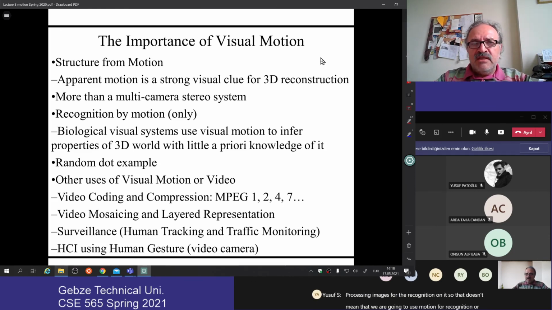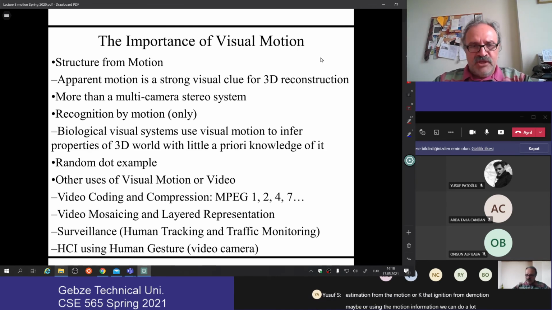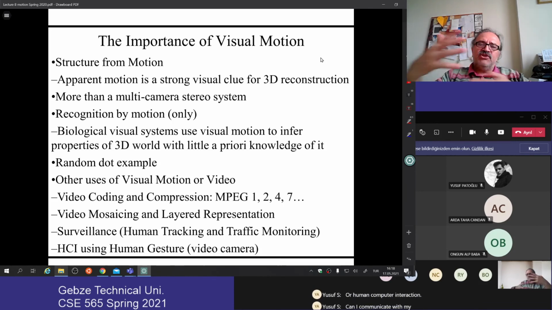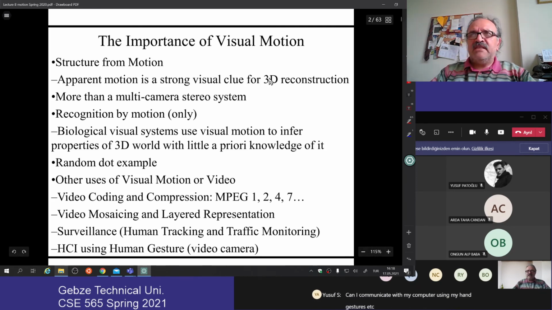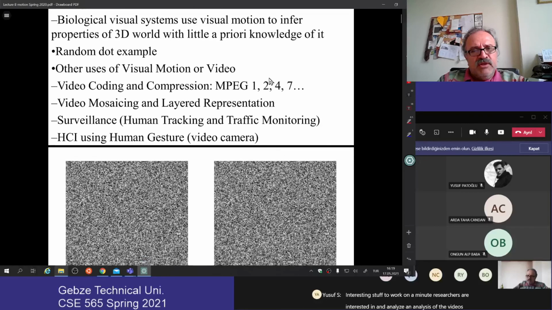We are going to do structure from motion, the depth estimation from the motion, okay, recognition from the motion maybe, or using the motion information, we can do lots of video compression, okay, we can do surveillance, who is doing what, or human-computer interaction. Can I communicate with my computer using my hand gestures, etc. So motion has lots of interesting stuff to work on, and many researchers are interested in analysis of the videos of the human motion or the object motion, etc.